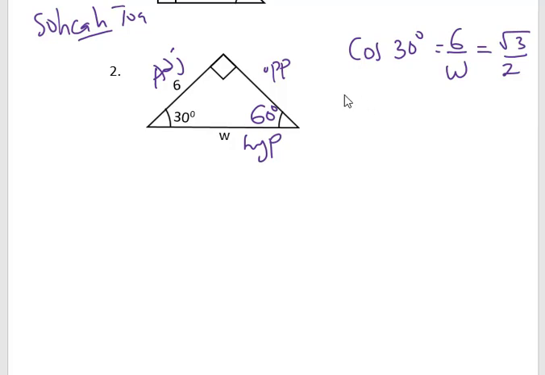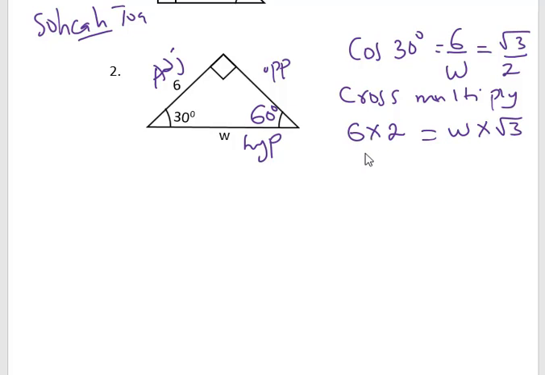Okay, from here I can cross multiply. We'll have 6 multiplied by 2. This times this is equal to w multiplied by √3. 6 multiplied by 2 is 12, is equal to w multiplied by √3, which is √3 w. You can also say w√3. √3 w. I like to bring values before variables.